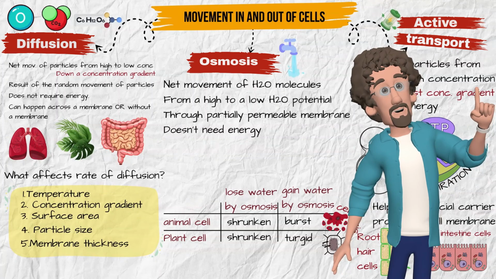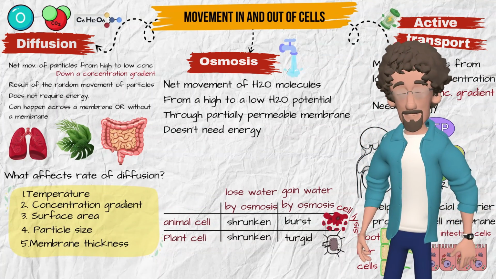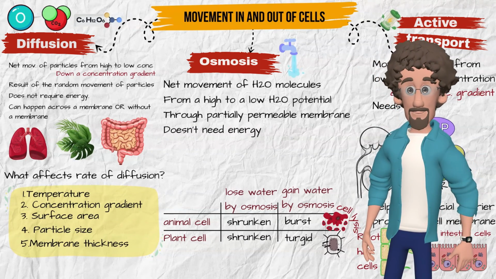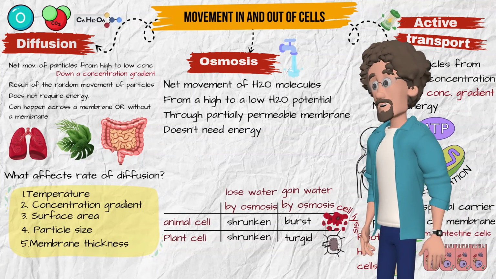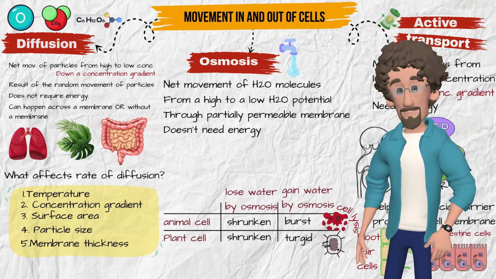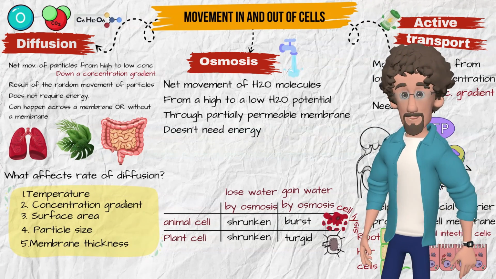So what should you do next? Practice. Look at different diagrams. Ask yourself, is this diffusion, osmosis, or active transport? Is there a concentration gradient? Is there a membrane involved? Is energy required? If you can answer those questions quickly and confidently, you're ready for anything Paper 2 throws your way.